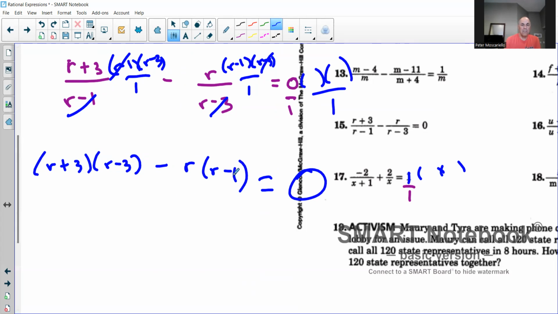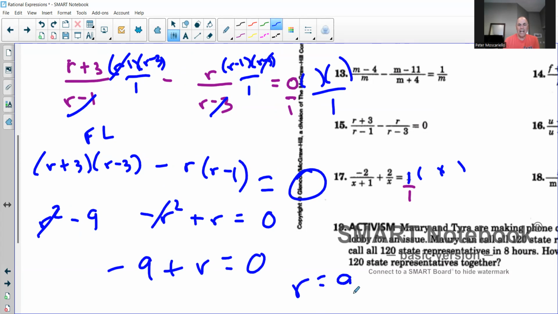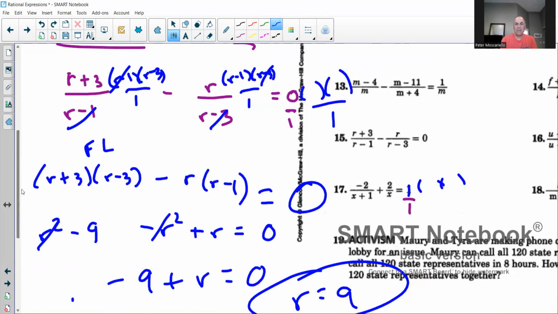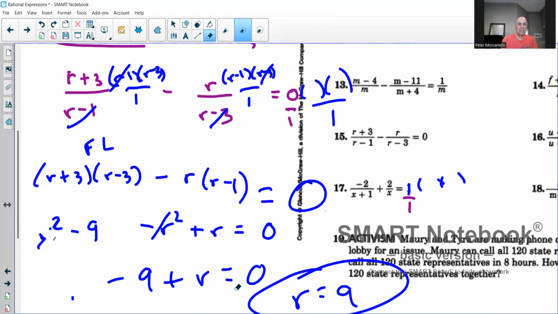All right, denominator's gone. Let's multiply this out. This is a FOIL. Distribute negative r squared plus r equals 0. R squared, negative r squared cancel. Beautiful. Not too bad at all. Shall we try one more? How about 13?